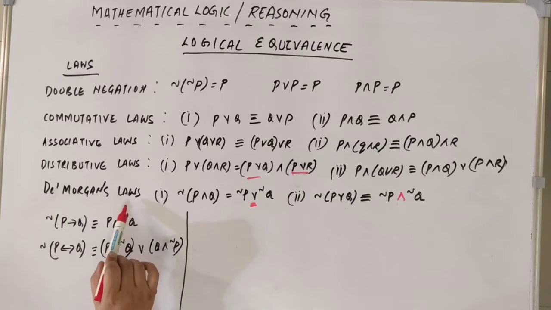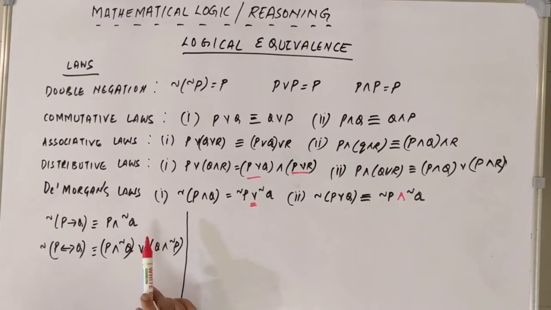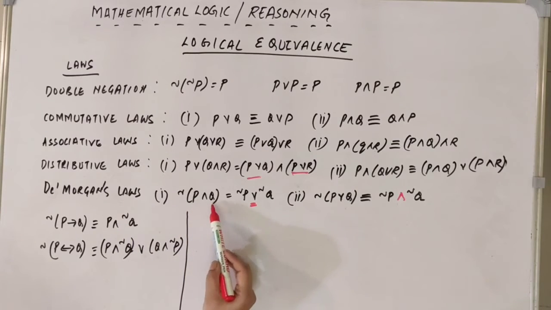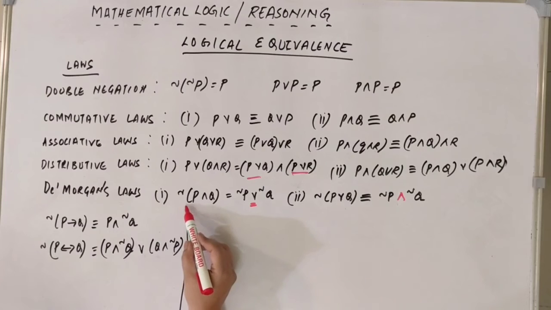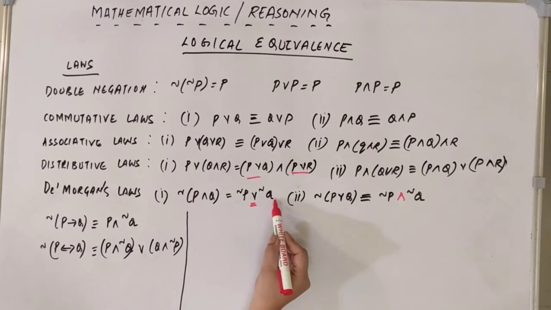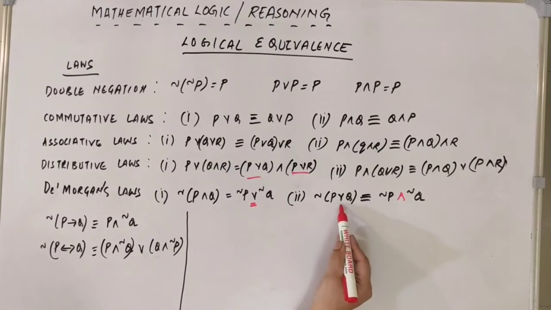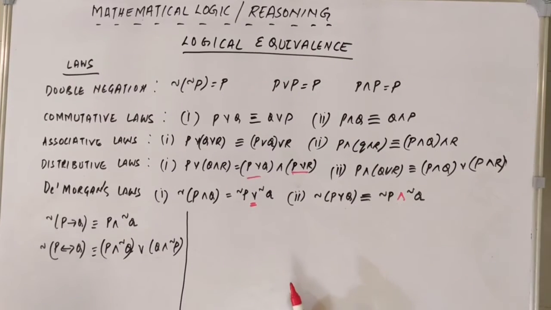De Morgan's laws. This is one of the key set of laws which you will have to remember. Negation of P and Q. If you observe this, we are going to split it. Negation of P, negation of Q. Instead of AND, we are going to put OR. Similarly here, there is OR, so we are going to put AND.